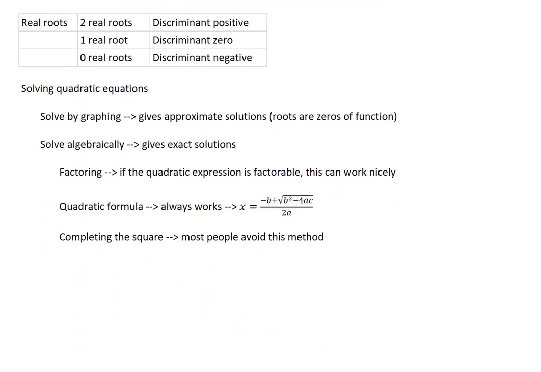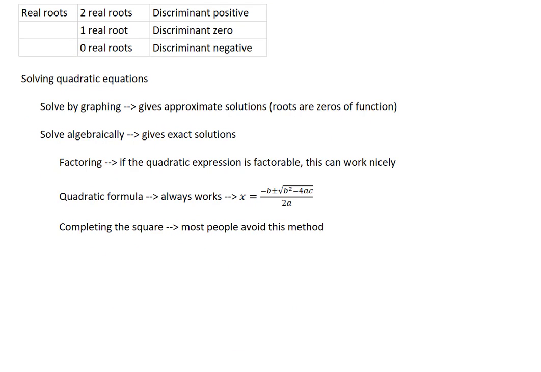We can solve quadratic equations by graphing, but of course that requires you to have graph paper, and sometimes the solutions are not obvious. You may only get approximate answers. We usually solve them algebraically. That gives us the exact solutions. If we can factor the expression, and if it's easy to do so, we'll do that. Otherwise, we'll probably use the quadratic formula. This will always work. You can also complete the square, but most people don't like this method, and I would caution you against using it.